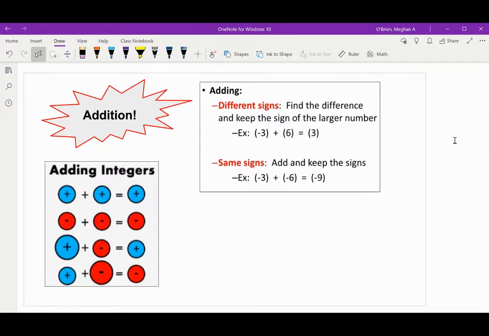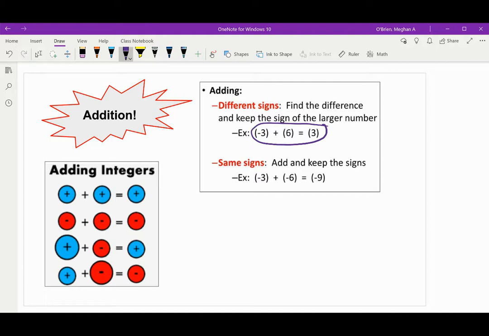Here are the same pictures that we've seen back in Module 1. When the signs are the same, we just add. When the signs are different, we have to think about how much we have, or rather, do we have more positives or negatives? That's the sign of the answer, and then subtract. So for example, here we have an example of when the signs are different. We have more positives with the 6 than we do with the negatives, which is 3. And then the difference between them is 3.